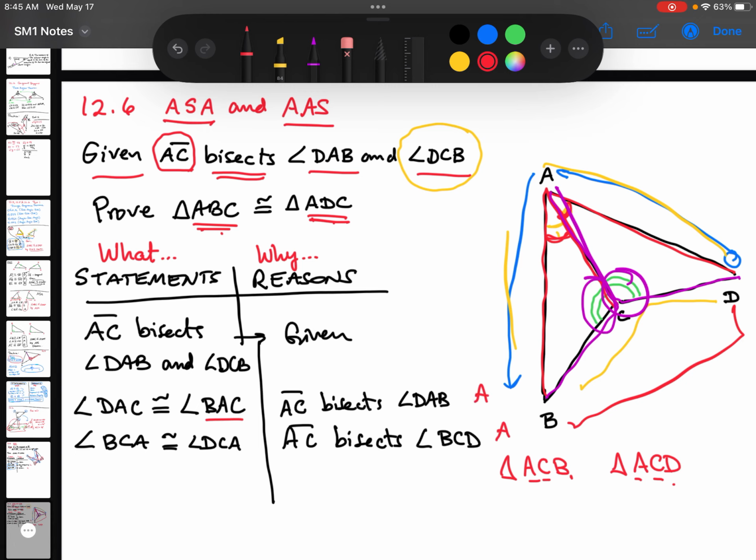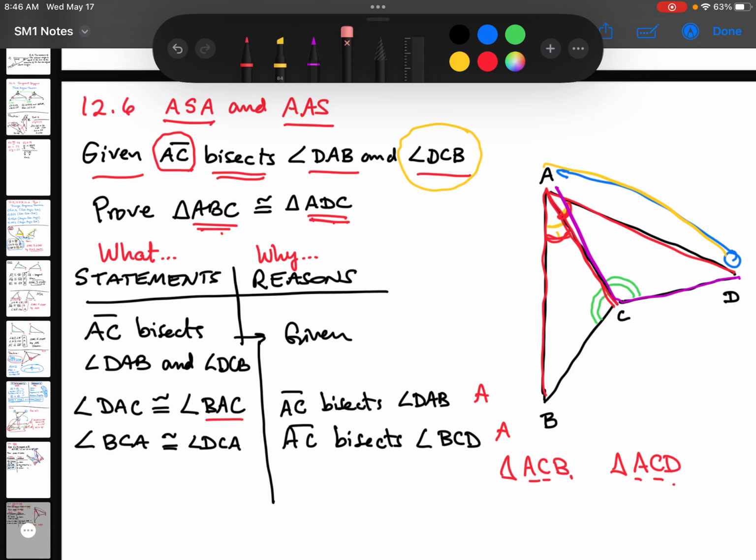Finally, I need to find a side. Is this going to be ASA or AAS? Well, the only thing I can do now before I conclude my exercise is this. If you look at the triangles, they share a segment. They have a segment in common. What segment is it? It's AC.